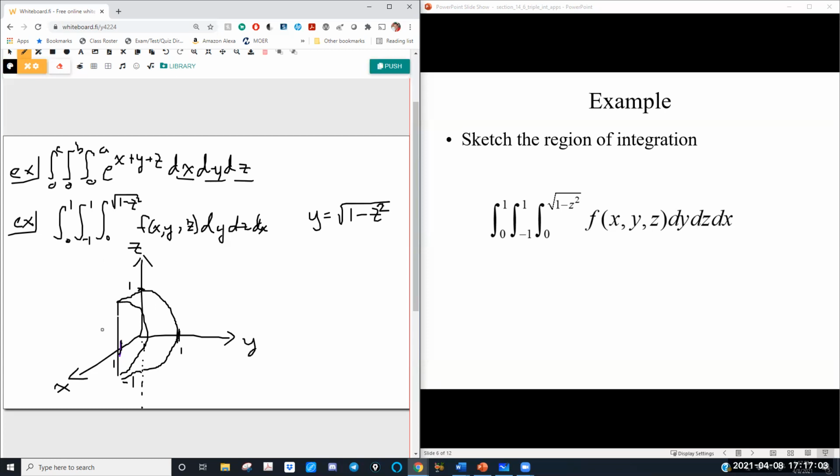Any questions about that one? And that was our only goal on this one, was to draw the region of integration. We weren't trying to integrate it or anything crazy like that. All right, so far so good.